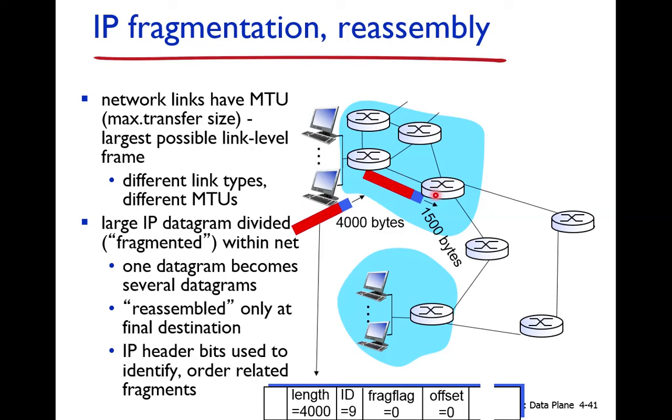When this packet is received by this router, the router sees that this packet should be forwarded on this link, but this link can have a packet size of up to 1500 bytes. The packet that has arrived is 4000 bytes. This 4000 bytes is more than 1500, so it cannot be sent on this link. Why? Because this link can accommodate only up to 1500 bytes.